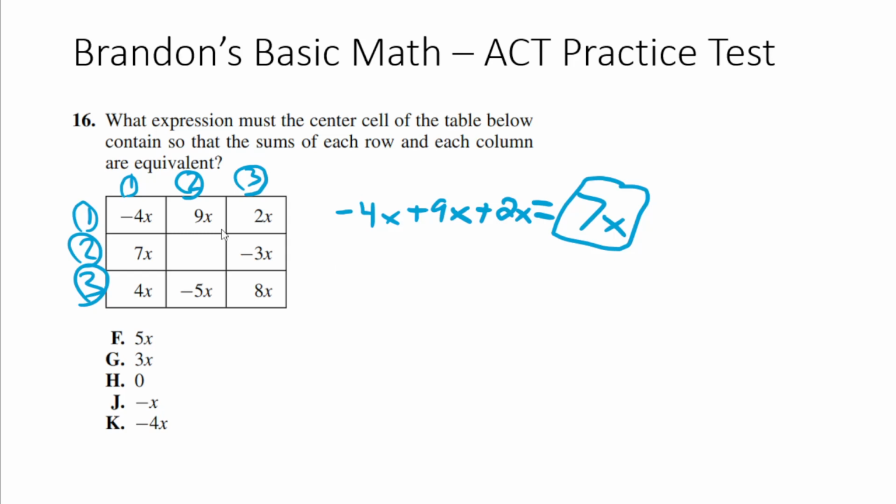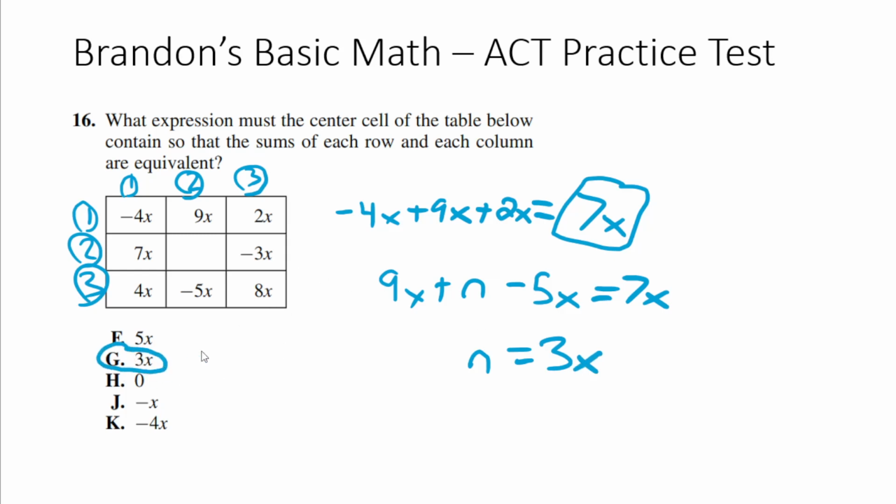So let's just take the column here, top to bottom. So we have 9x plus n minus 5x. We know this has to equal 7x. So if we add 5, that's 12x, and we subtract 9, that's 3x. So n has to equal 3x here. That's answer choice G, and that sets up all the rows and the columns to be equivalent to each other.